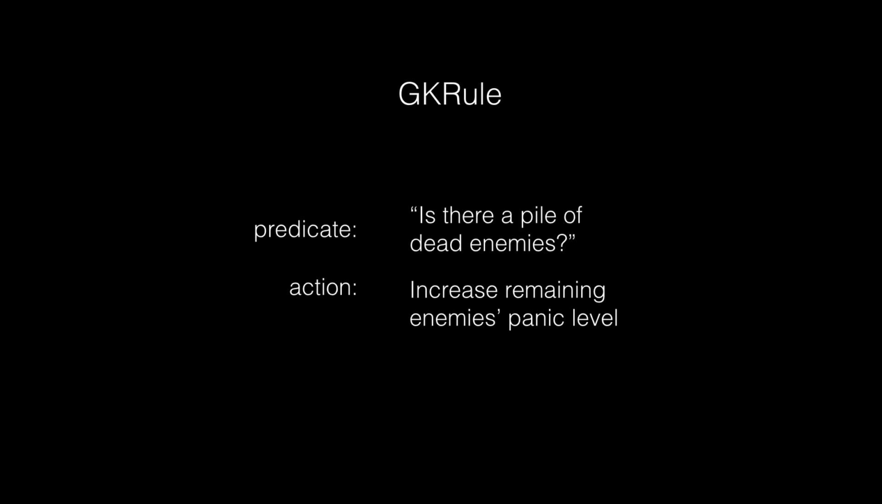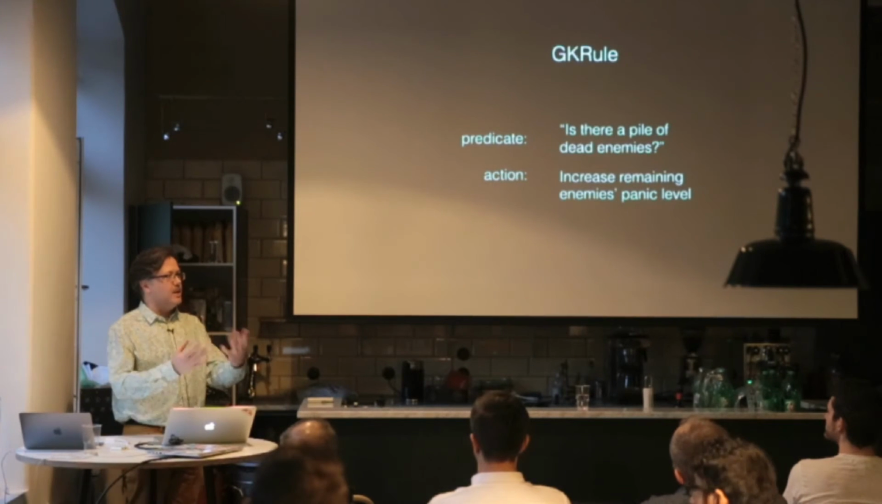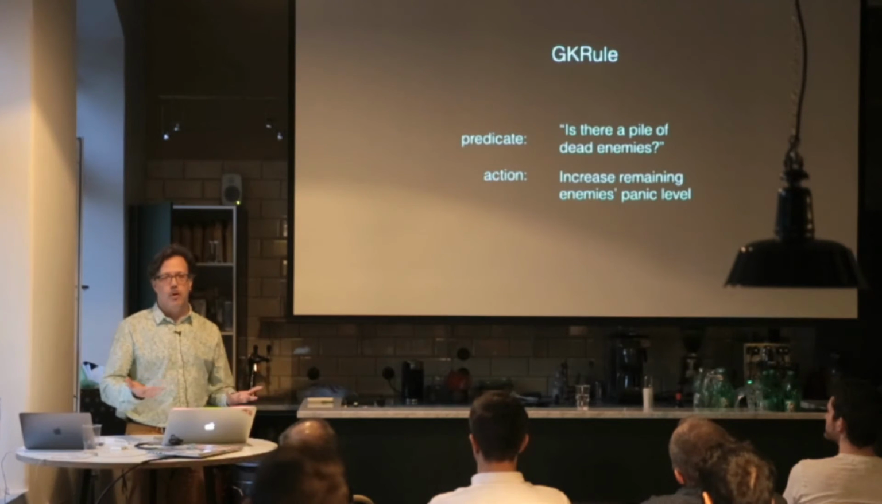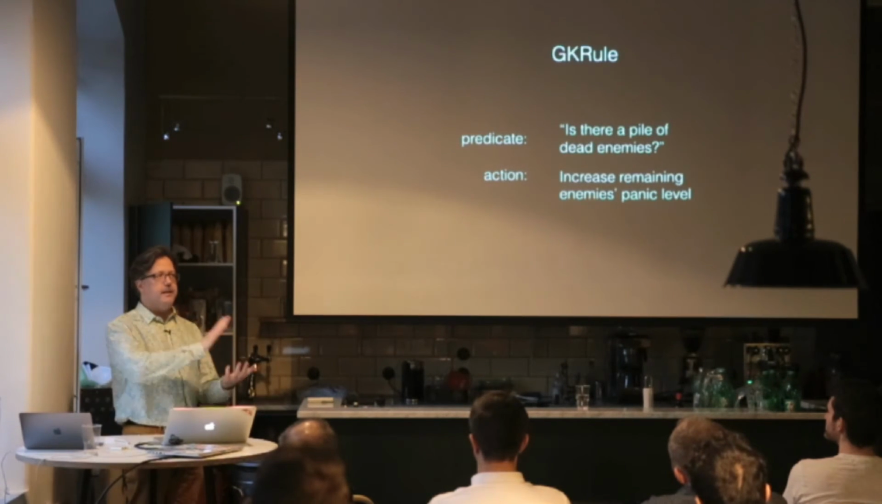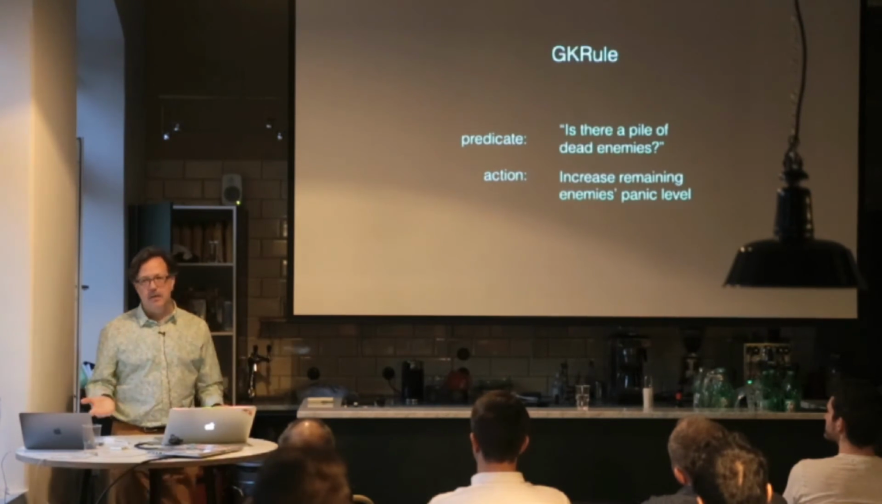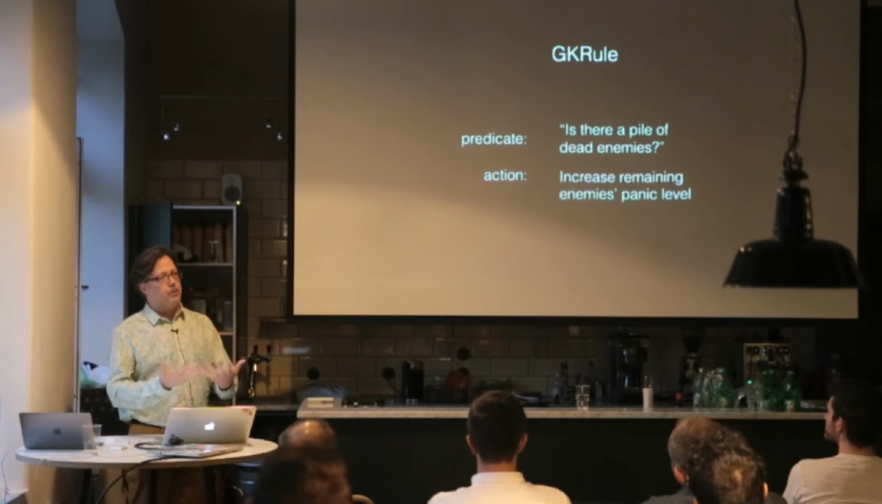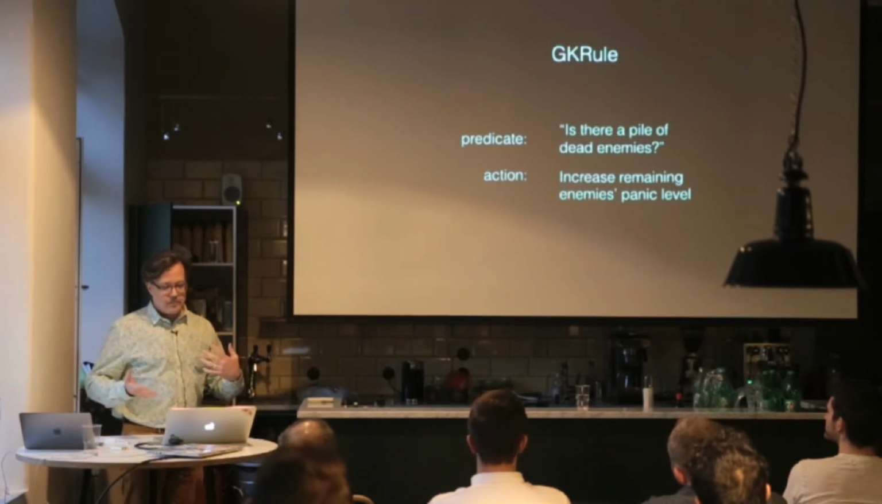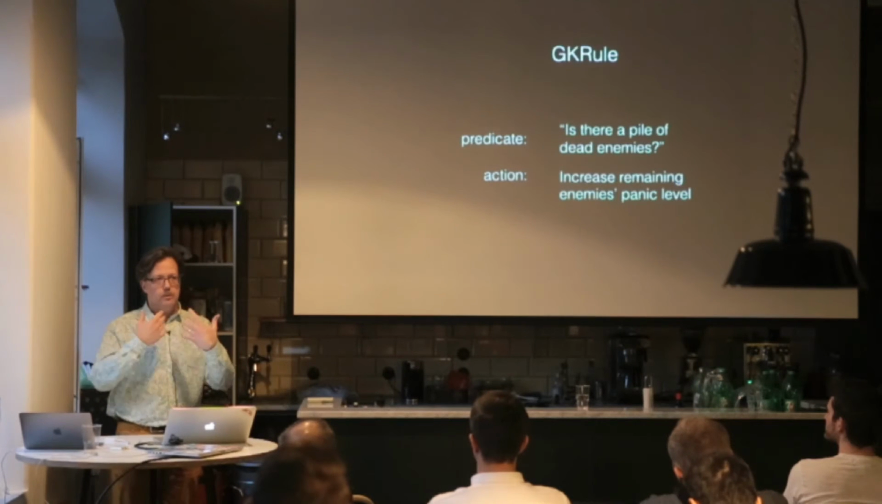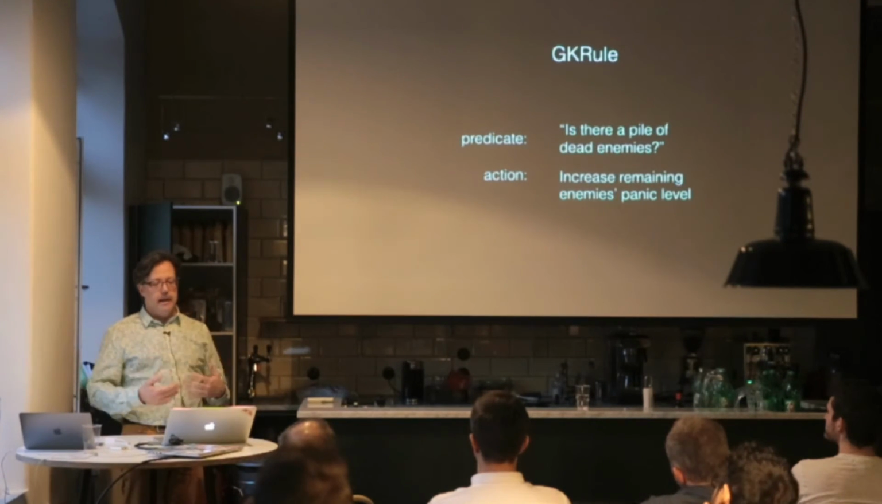Maybe they start off pretty calm and cool, but as you start to kill more enemies, the remaining enemies start to panic more. And instead of hard-coding this into your scene by saying how many dead enemies are there, you could create a rule that is a separate thing. And so when you ask the rule system, hey, what's going on, it can sort of check.